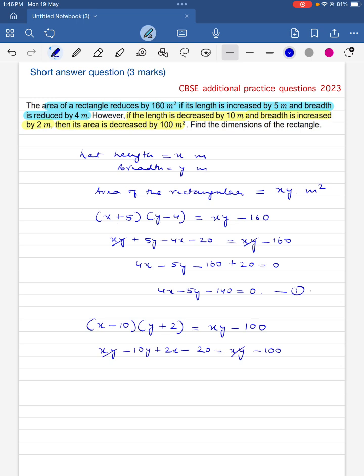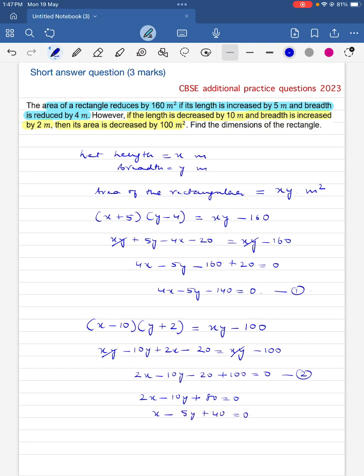Let me cancel out the xy terms on either side of the equation and I would have 2x minus 10y minus 20 plus 100 equal to 0. So that gives me my second linear equation. If I simplify this a bit, I would get 2x minus 10y plus 80 equal to 0, which I can divide by 2 throughout and write as x minus 5y plus 40 equal to 0.